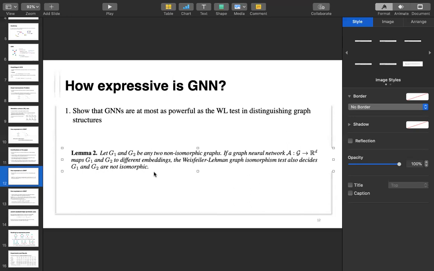Okay. May I have a question? How do we define the graph embedding of a graph? Because here, if you want to map G1 and G2 to different embeddings, you must have a graph embedding, not a node embedding. But how do we get the graph embedding?